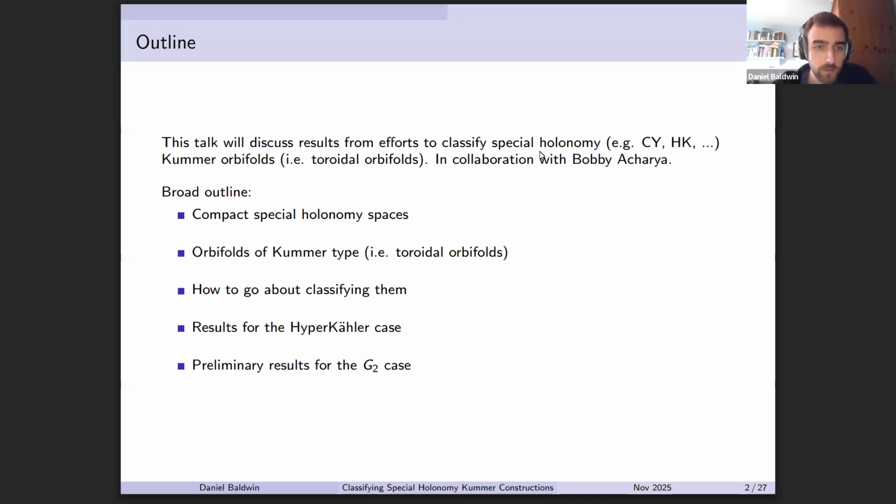So the broad outline: I'll start by talking about compact special holonomy spaces in general, and then briefly justify why they're interesting physically. Then I'll talk about these toroidal orbifolds, these orbifolds of Kummer type, what they are, and then how to go about classifying them. And then I'll discuss some results in this direction for the hyperKähler case in 8 dimensions, and then some preliminary results for the G2 case. And then I'll discuss some directions for the future as well.